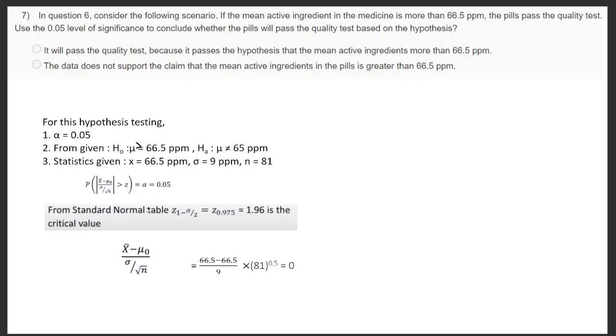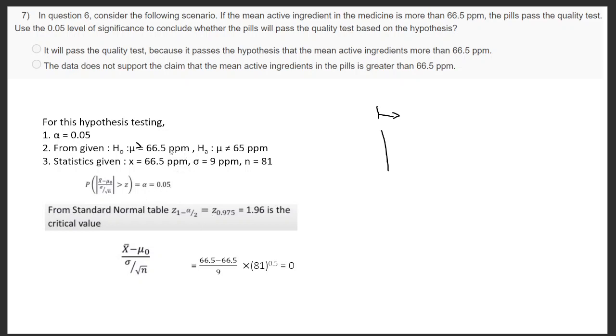what we can do is, the x bar will come under 66.5. So whatever is measured will come under 66.5. So it is like this: whatever is measured is 66.5, and whatever is actual should be more than 66.5. So from the question itself, it is very clear that the data does not support the claim that the mean ingredient in the pill is greater than 66.5. Otherwise, even if you try to solve this problem, this will boil down to 0.